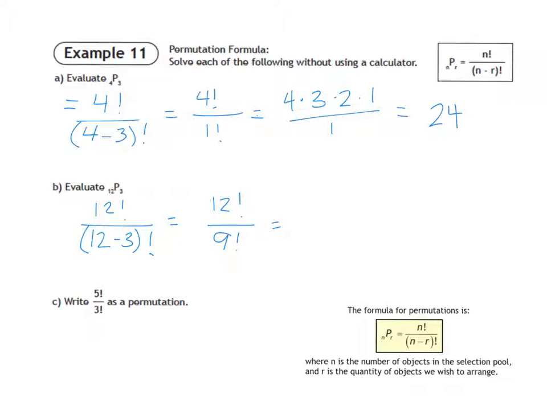I'm going to write the 12 as 12 times 11 times 10 times 9 factorial. I can stop at any point when I'm decreasing from 12 and put a factorial. And the reason I stopped at 9 is because then those 9 factorials cancel out, and it's just 12 times 11 times 10, which is equal to 1,320. 12 times 11 is 132, and then times 10.